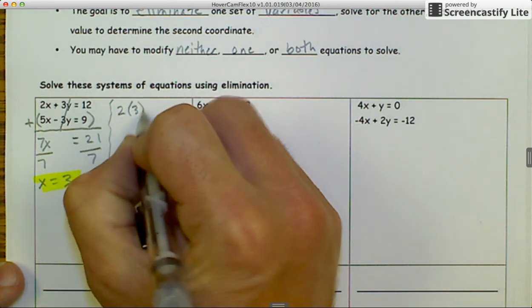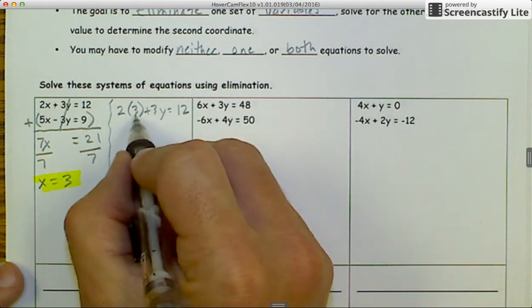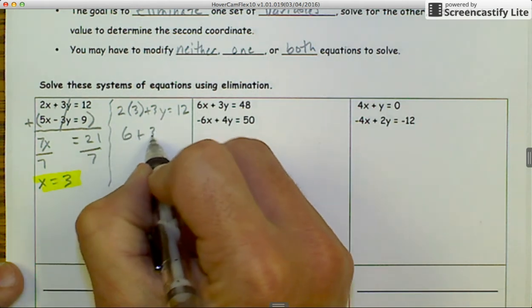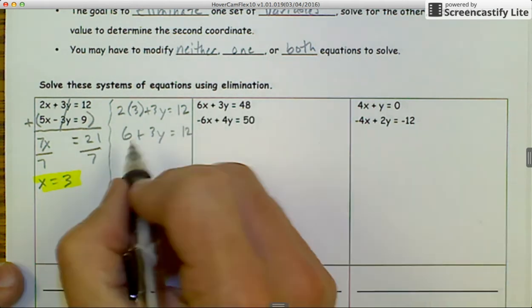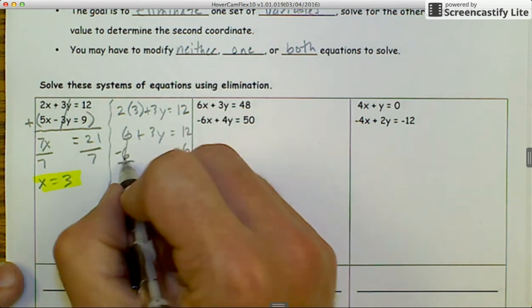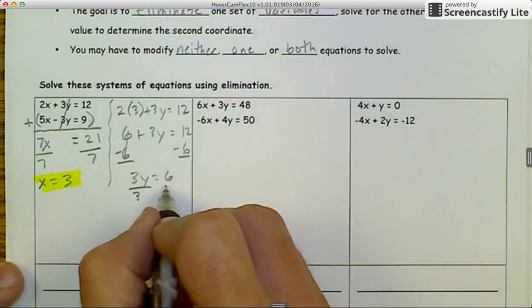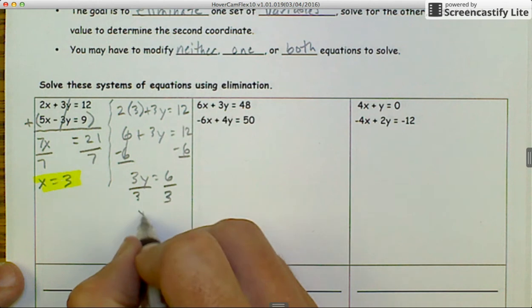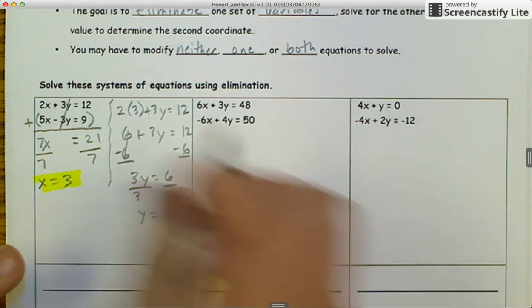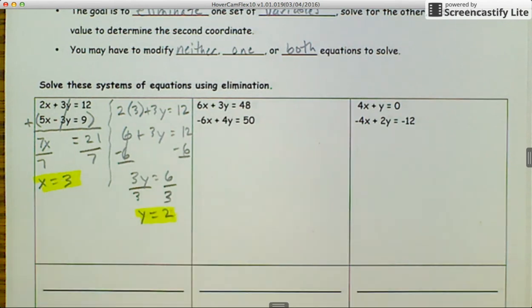So 2 times 3 plus 3y is equal to 12. 2 times 3 is 6, plus 3y equals 12. Subtract 6 from both sides, and you get 3y is equal to 6. Divide by 3, and you get y equals 2. So there is our second coordinate.